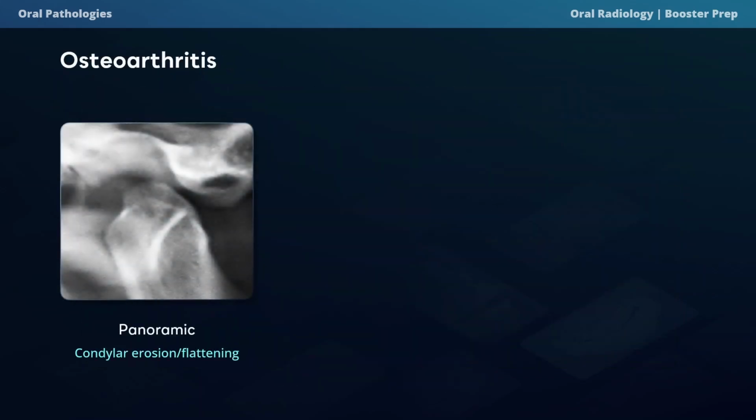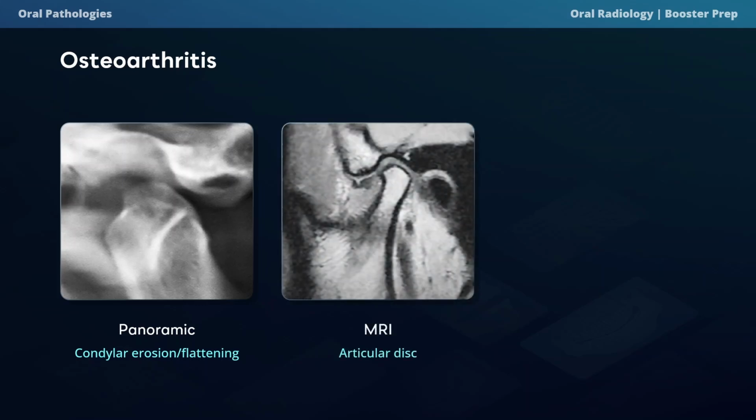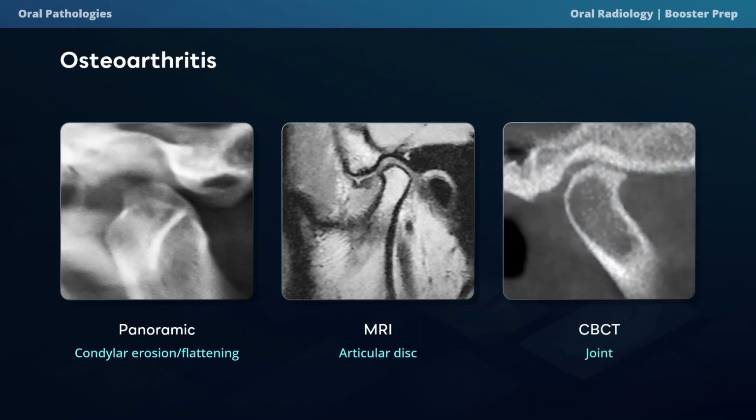A panoramic x-ray can also reveal signs of osteoarthritis like condylar erosion or flattening, but it's not the only imaging tool we rely on. For a better look at the articular disc, we turn to an MRI, which is a great tool for soft tissues since it can pick up on the subtle differences in water content and tissue structure. On the other hand, a CBCT gives us a detailed, high-resolution 3D view of hard tissues like bone, which makes it ideal for closely examining the joint itself.